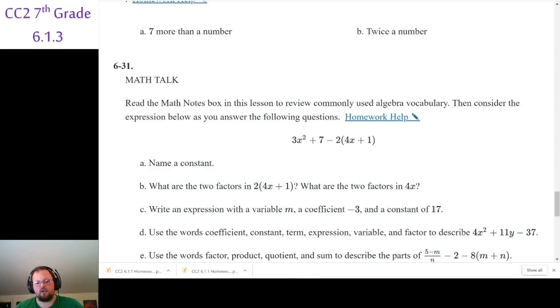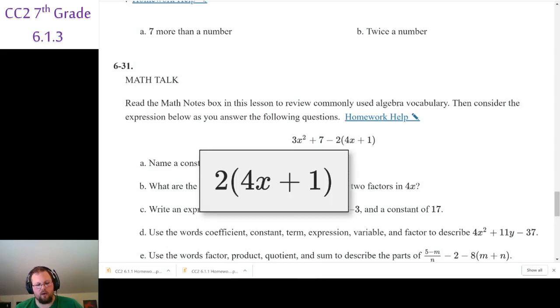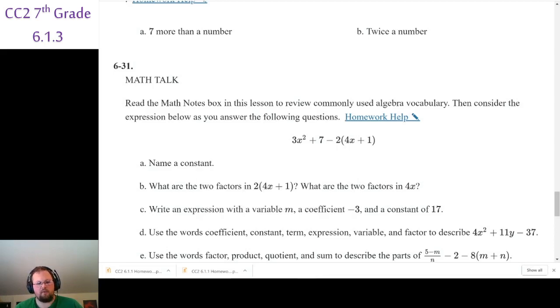A constant is just a whole number. 2 factors in this thing are 2 and 4x plus 1. Those are individual factors. And then 2 factors inside of the 4x are 4 and x. So be careful on those.